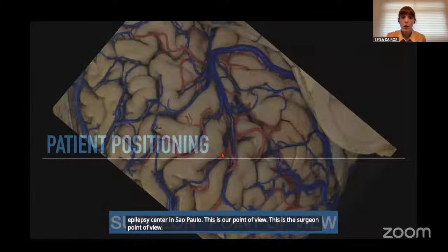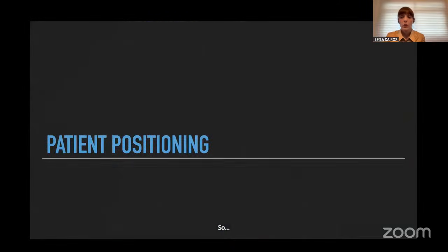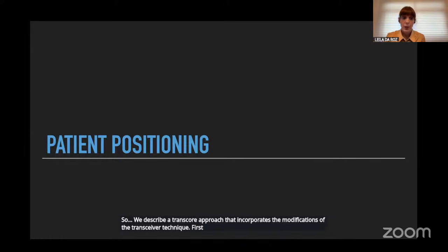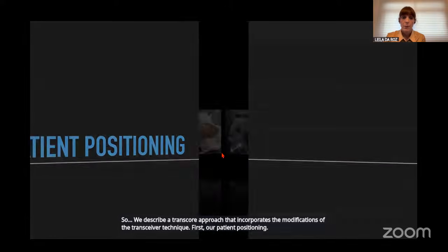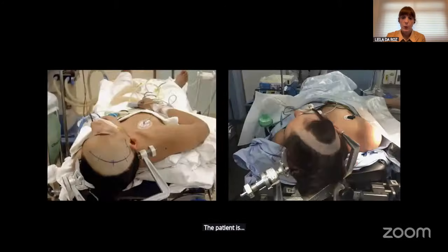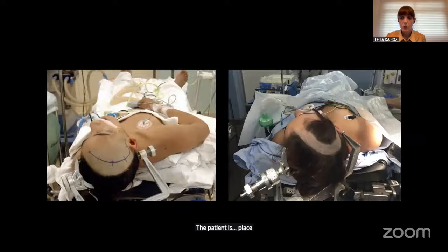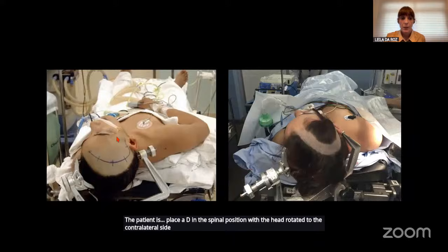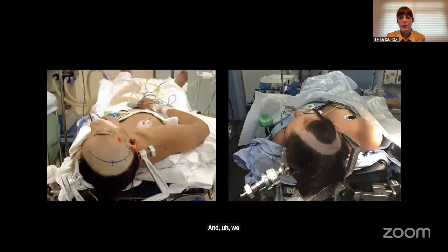So we describe a transcortical approach that incorporates modifications of the transsylvian technique. First, our patient positioning. The patient is placed in the supine position with the head rotated to the contralateral side. The malar eminence should be the highest point of the head, and we should avoid excessive extension because it may limit the posterior section of the hippocampus.